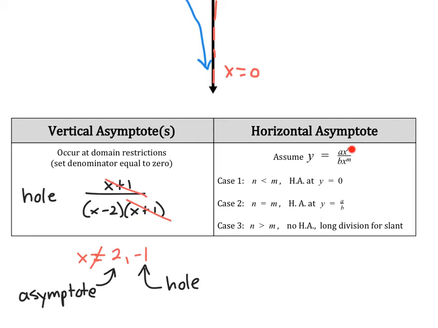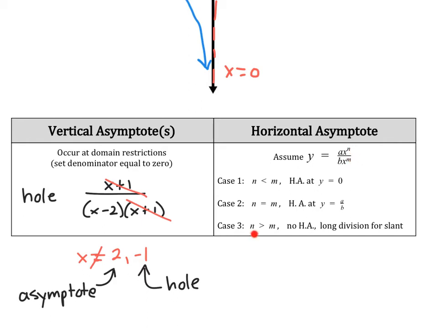Case 2 is if the degree in the numerator is the same as the degree in the denominator. So if this happens, they kind of cancel each other out. So all you have left is the ratio of your coefficients, a over b. So that is what your graph will approach as x is getting really large or really small. And the third case is if the degree on the top is larger than the degree on the bottom.